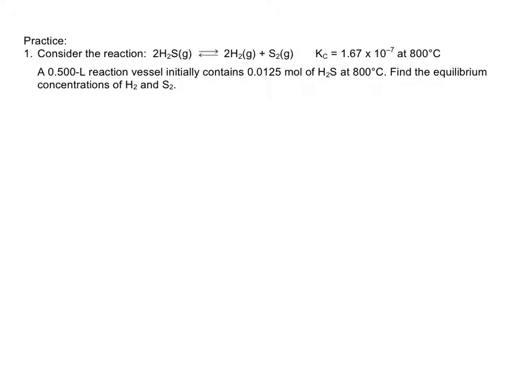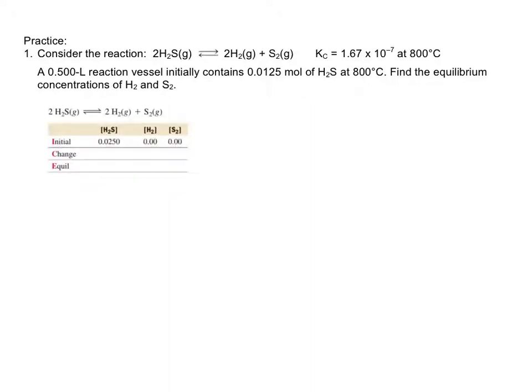Okay, so for this particular problem, we're going to have to make products because there's only reactant to start with. So we're going to go ahead and set up our ice table. Our initial concentration of H2S is 0.0250, and our initial concentrations of H2 and S2 are just 0.